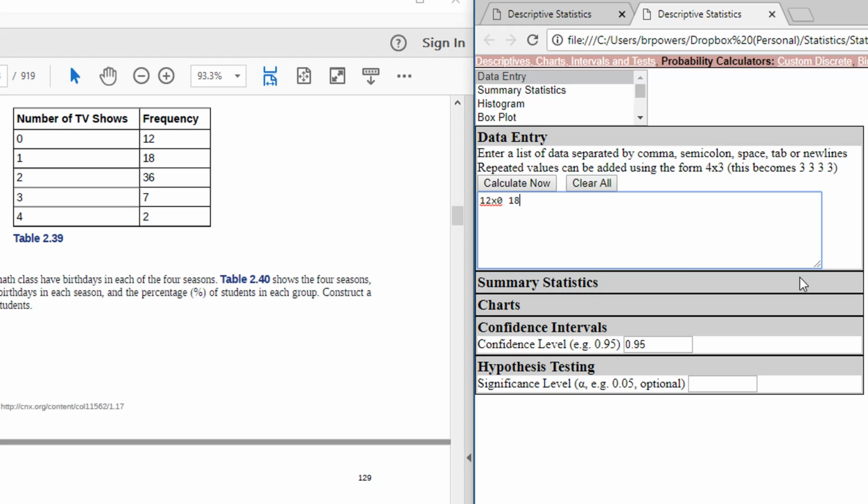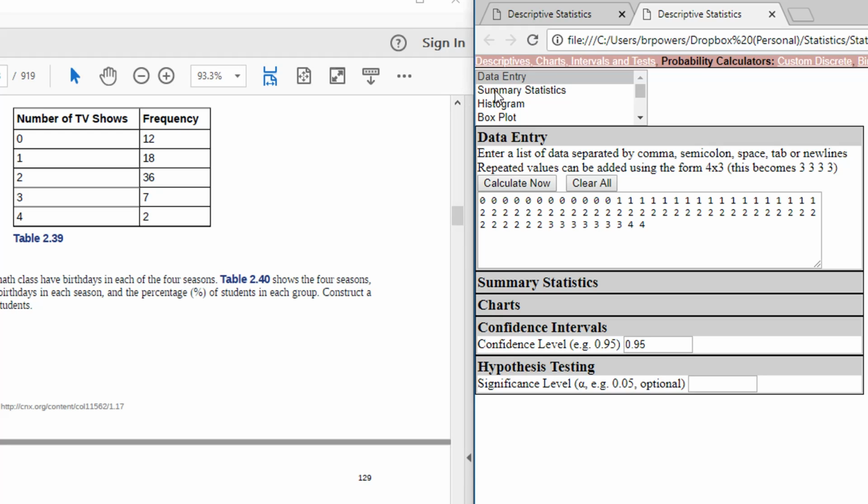12x0, 18x1. So 18 kids said 1. 36x2, 7x3, and 2x4. So if I click calculate now, the first thing you're going to see is my input is going to be replaced by the numbers, where every one is written individually. Isn't that nice? Look at that. I didn't have to write it all myself.